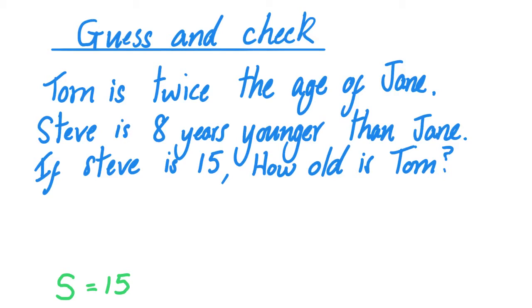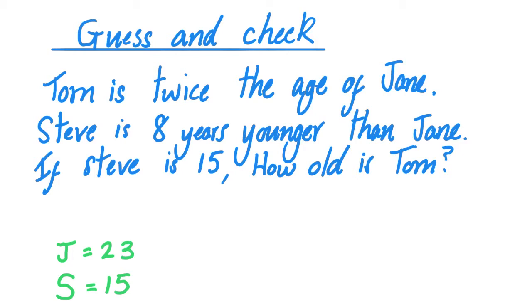The next youngest person is Jane. So we'll put J for Jane. And Jane is 8 years older than Steve. So if Steve is 15, 8 years older than that would be 23. There's a difference of 8 between 15 and 23.